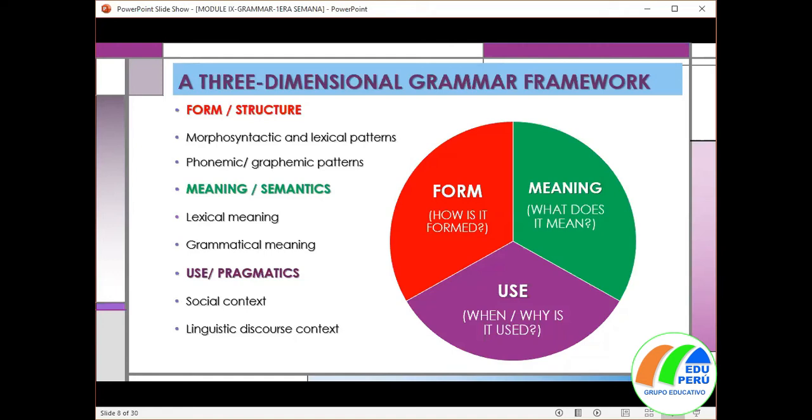All right? Notice here, don't forget it. When we talk about grammar, we are going to divide it into three aspects. We are going to analyze the form, the meaning, and the use. Form, the structure. In simple words, the structure of this grammatical item. Meaning, what does it mean? The message. The use, when and why do you use this grammatical structure? Let's see some examples.